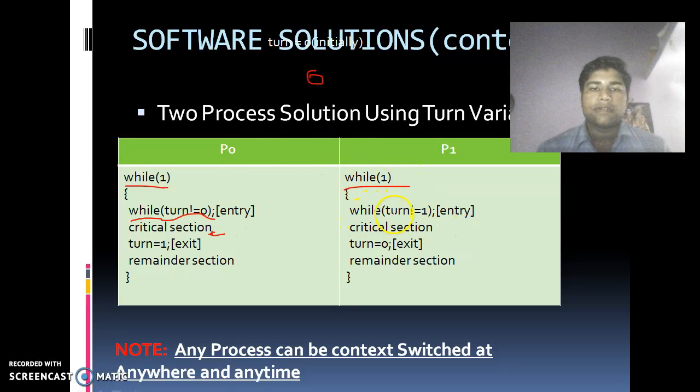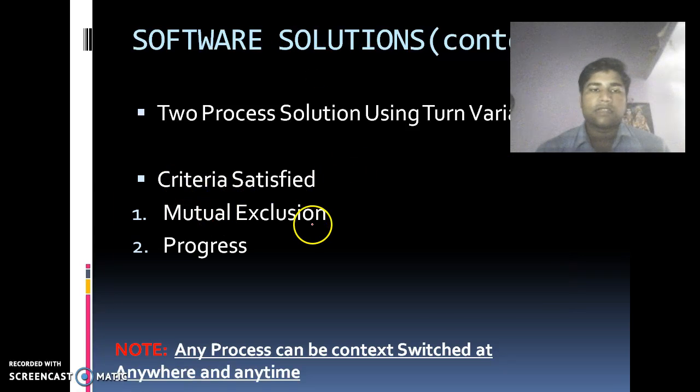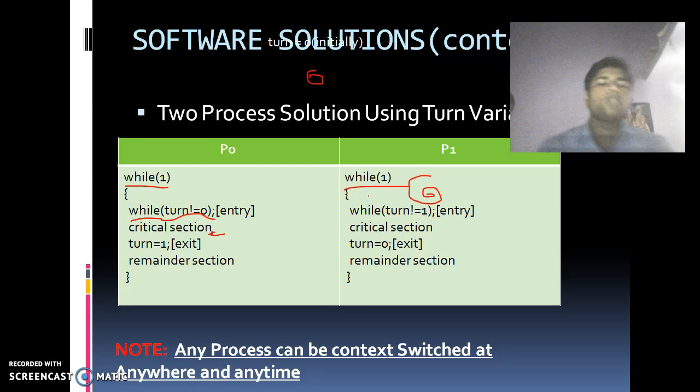Now while turn is not equal to 1, this condition is true. Now when this condition is true, it remains in the loop. Understand? It remains in the loop, so it will not go into the critical section. So from this what can we say? It satisfies our criteria, mutual exclusion. It means that when one process is in the critical section, another process cannot enter the critical section.